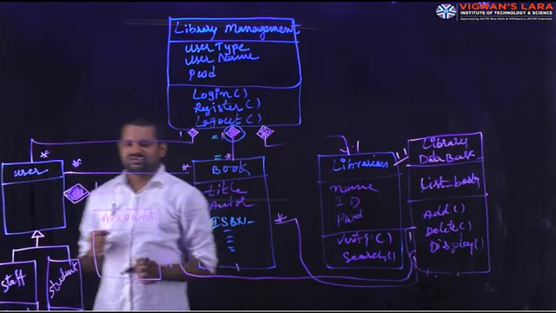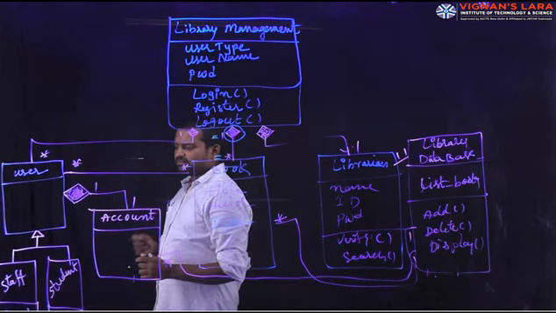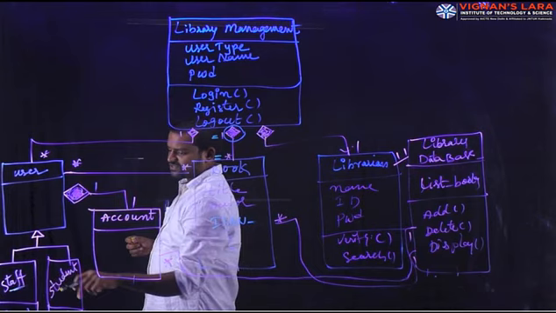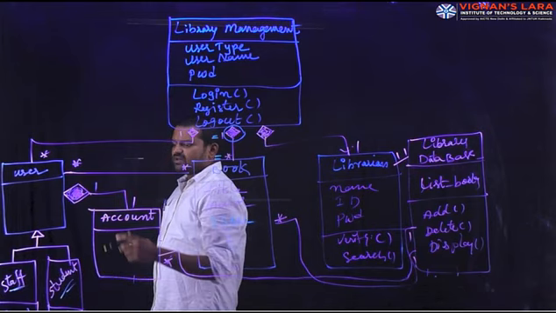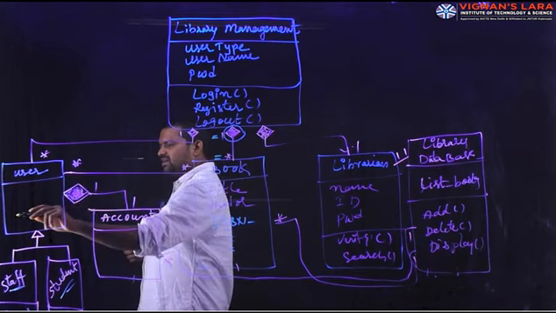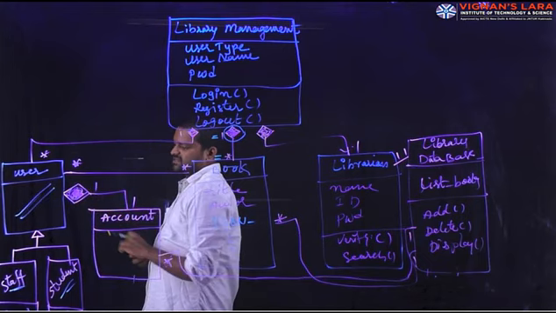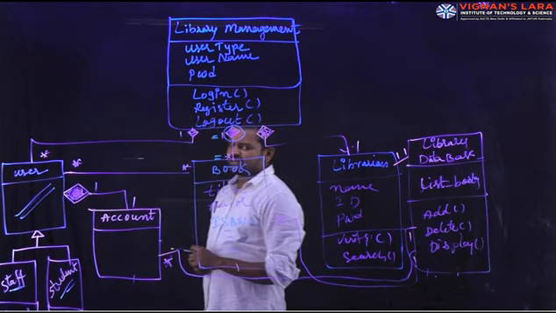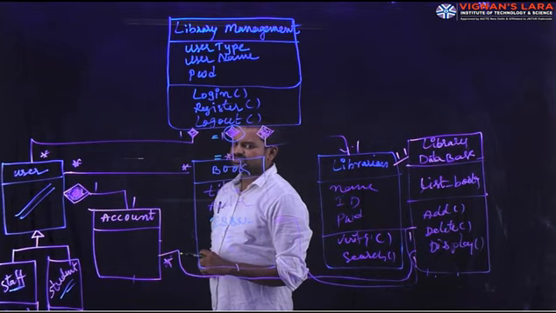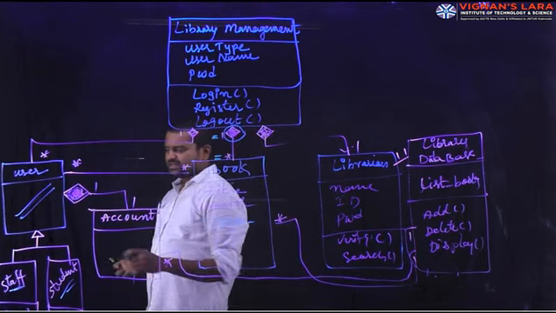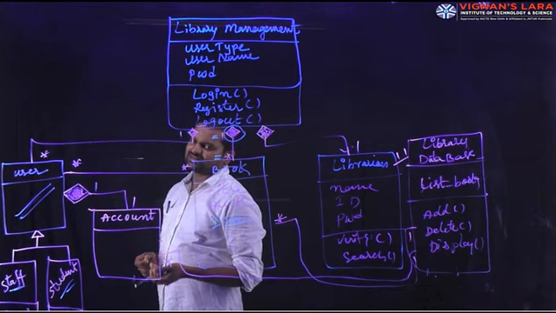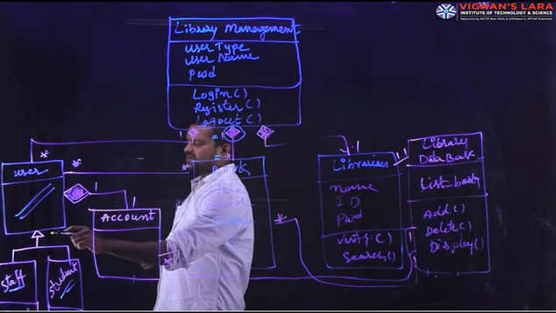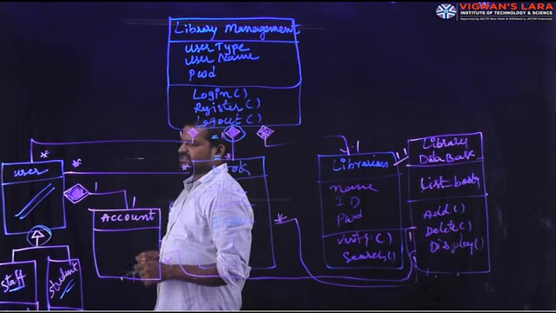Okay. So next, the user. Users are of many kinds. Staff is one user and student is also one user. Both of these classes are connected to the user class. User is the superclass. Staff and students are the subclasses. So these are connected with the generalization symbol.